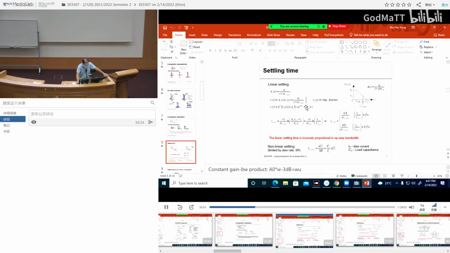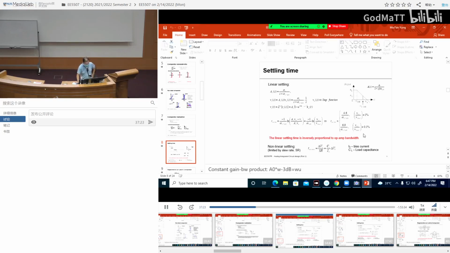So basically, if you want 1%, you need about 4.6 times. This is what I call a 4.6 time constant. For exponential settling, we have this concept of a time constant. The response is 1 minus e to the minus t divided by tau. Tau is the time constant.